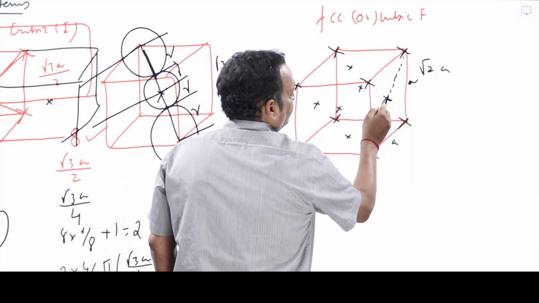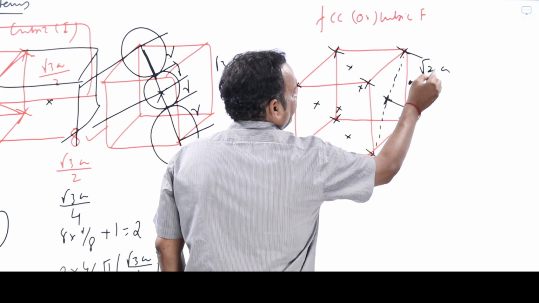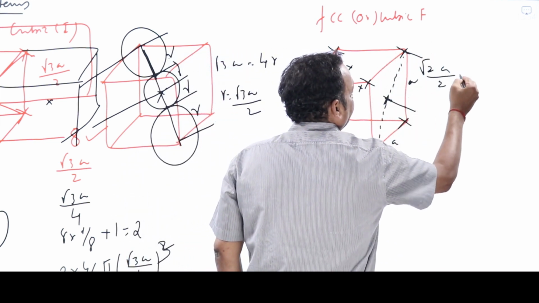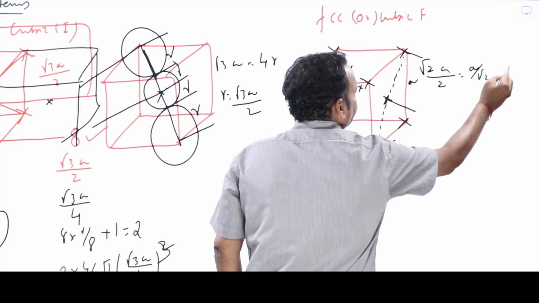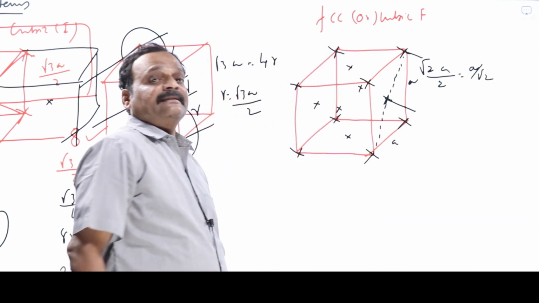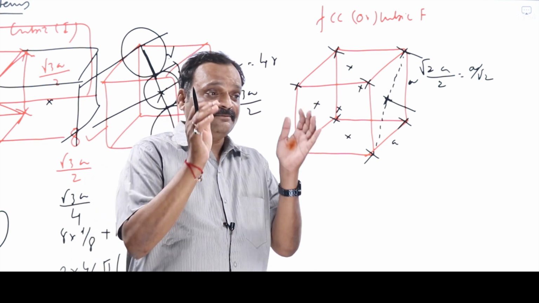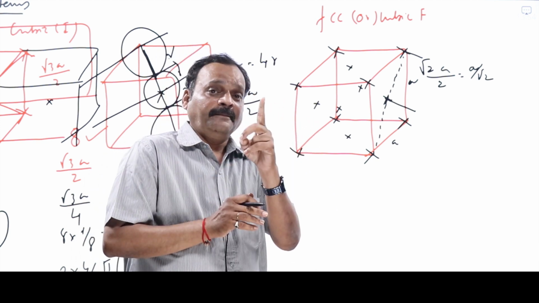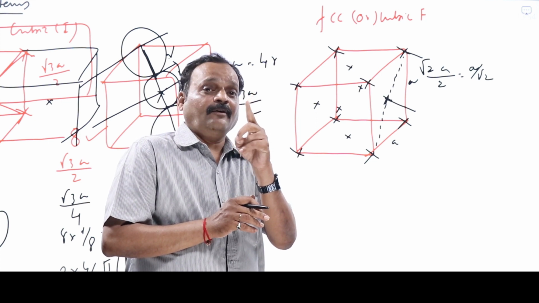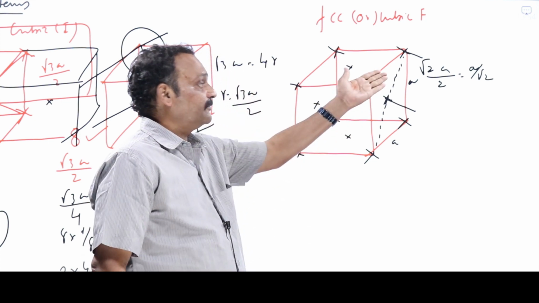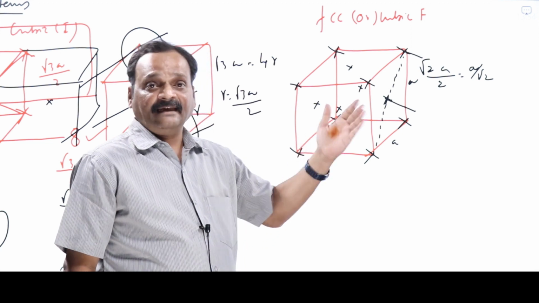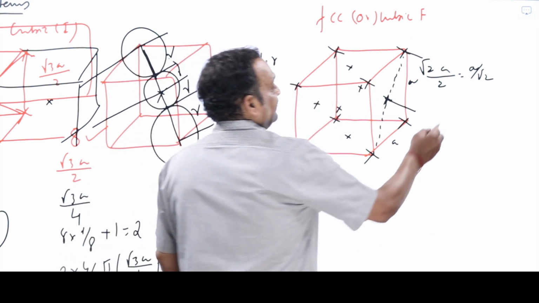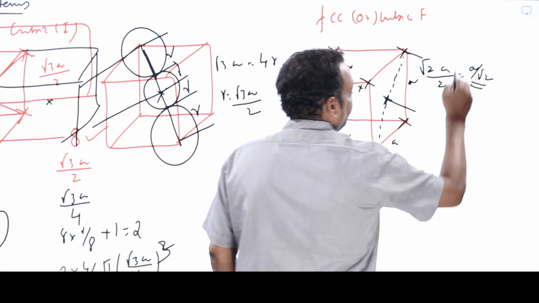Now, what is the distance between this atom and this atom? That is half of the face diagonal, that is root 2a by 2, equal to a by root 2. What is a by root 2? It is 0.707a. It means the distance between two nearest neighbors is coming down. In simple cubic, it is a. In BCC, it is 0.866a. Now it is just 0.707a, since 1 by root 2 is 0.707. So this is the nearest neighbor distance.